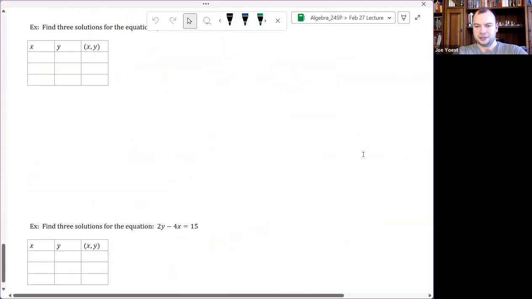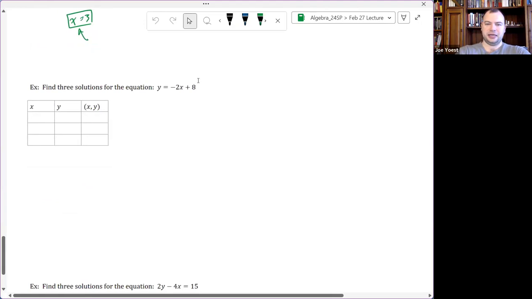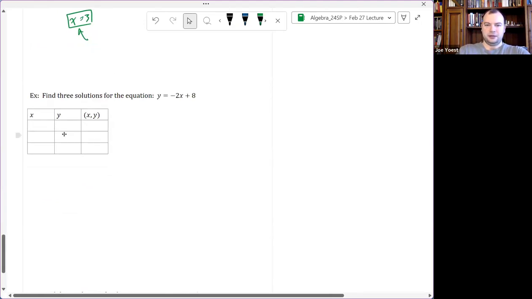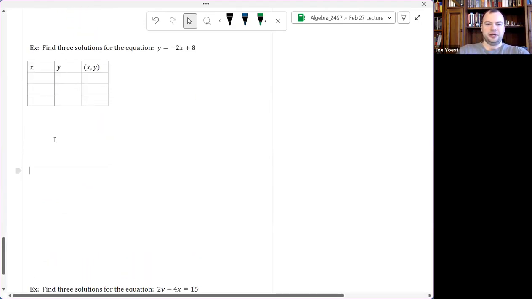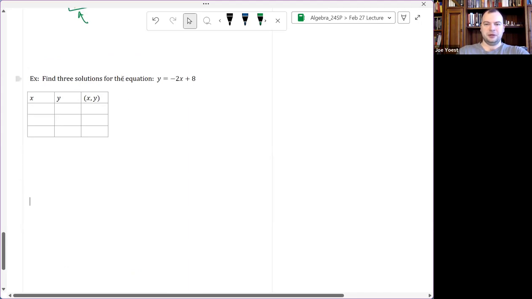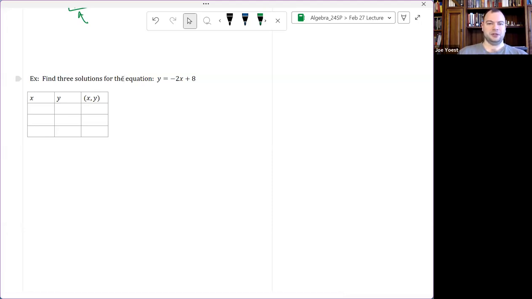Okay, so for the last little bit of class, let's look at a couple related problems. So here we're given a little less direction. Find 3 solutions for this equation. In other words, pick whatever 3 different values for x and find their associated values for y, or 3 different values for y, or some combination of the two.